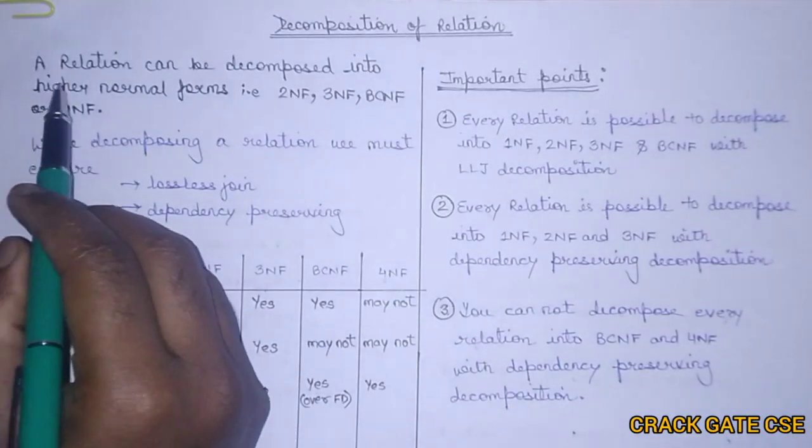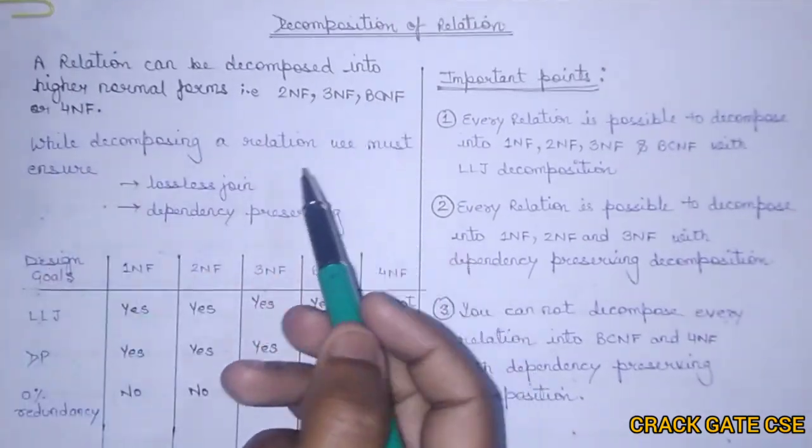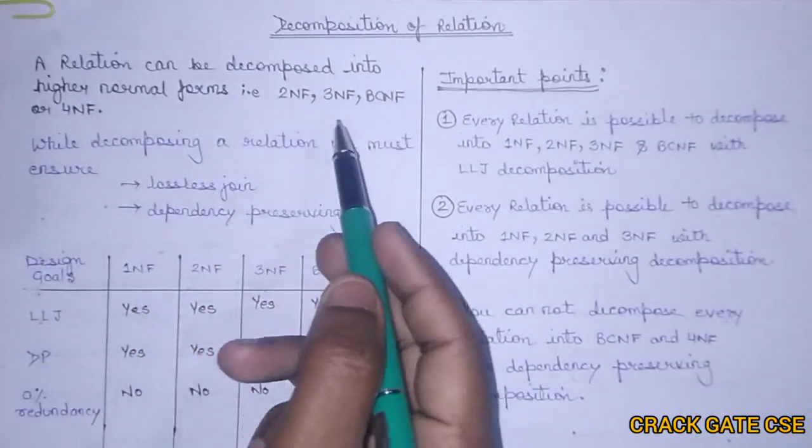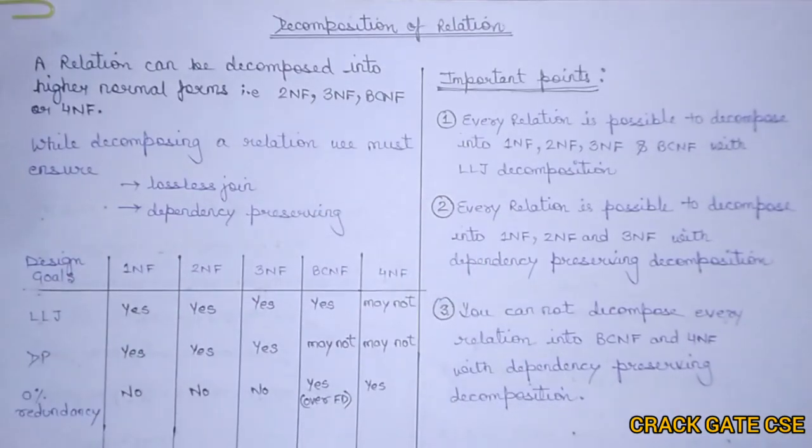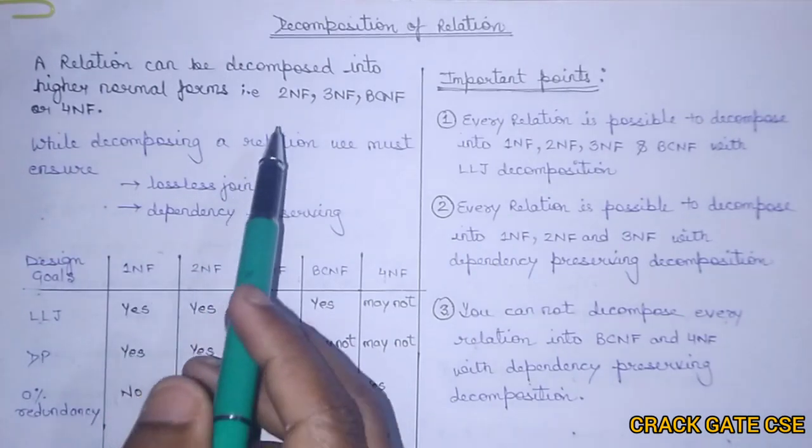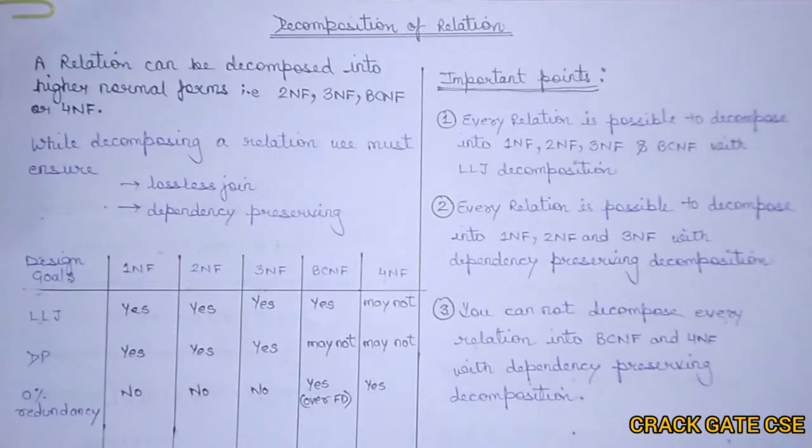A relation can be decomposed into a higher normal form. So what are the higher normal forms? 2NF, 3NF, BCNF or 4NF. We know that if a particular relation belongs to a relational database schema or RDBMS, then it is by default in 1NF. So we can decompose it further into 2NF, 3NF, BCNF or 4NF. And one important thing: while decomposing a relation, we have to ensure two things. In fact, three things, but I am giving you a complete idea.